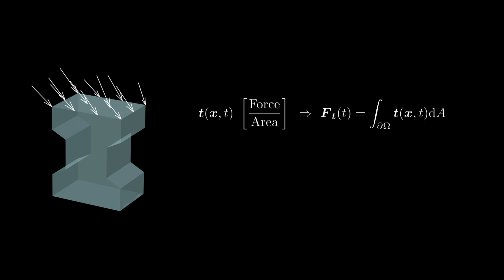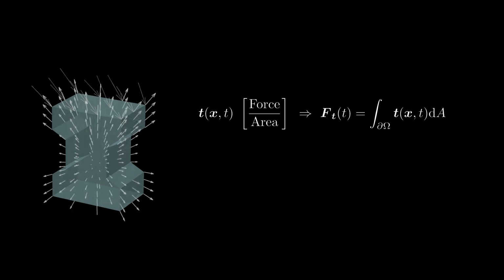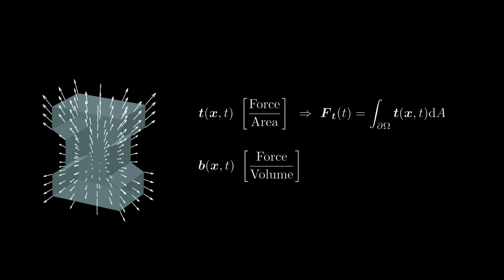In addition to the tractions acting at the surface, there may also be forces acting within the interior of the object. These forces are called body forces, and they are denoted by B. Like the tractions, they may be functions of space and time. Because body forces represent forces per volume, it would maybe be more precise if we called them body force densities. But they are commonly called body forces, so we will stick to that. To compute the net force Fb resulting from the body forces, we have to integrate them over the object's volume.